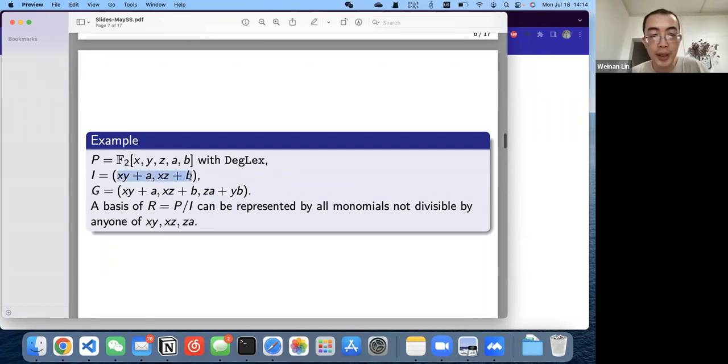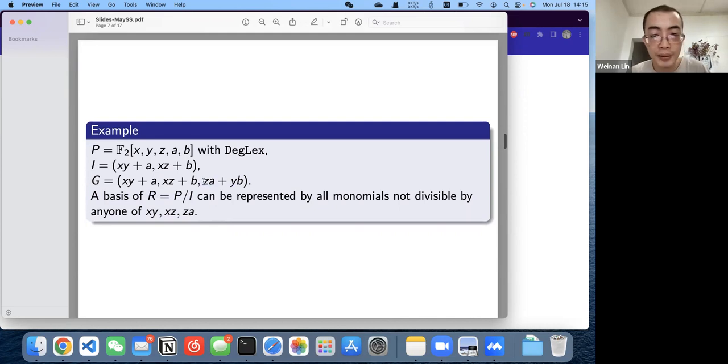I here is not a Gröbner basis because you can obtain a basis for the quotient algebra P over I, such that the basis can be represented by all monomials not divisible by any one of xy, xz, and za. If you exclude all multiples of these monomials, then you obtain a basis of the quotient algebra. So that's why the Gröbner basis is useful. It describes a basis of R. And therefore, this redundant one is necessary. Although it's not necessary for generating R, it's necessary for generating the basis of R. Okay.